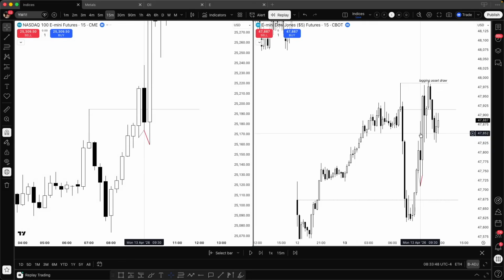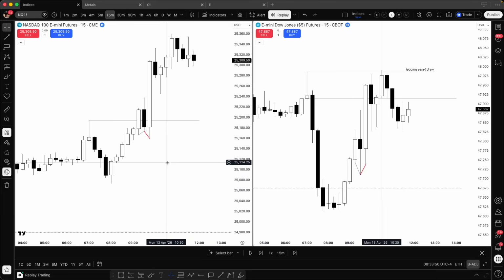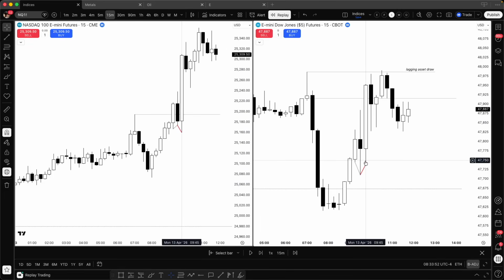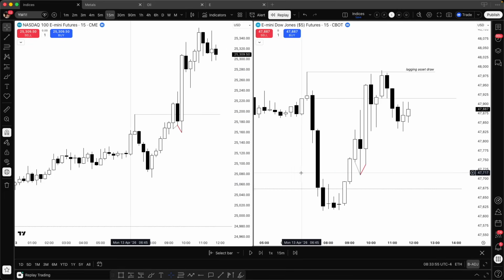A very, very clean lagging asset strength switch, right? And we have that asset synchronization right at 9:30. Beautiful stuff.